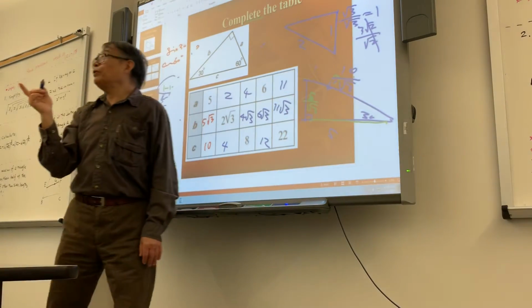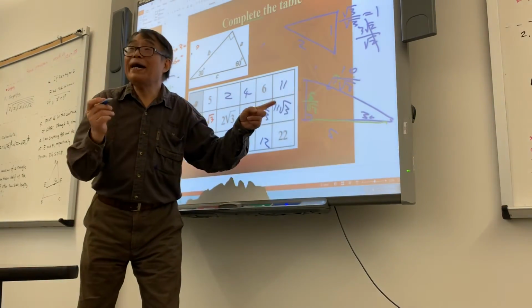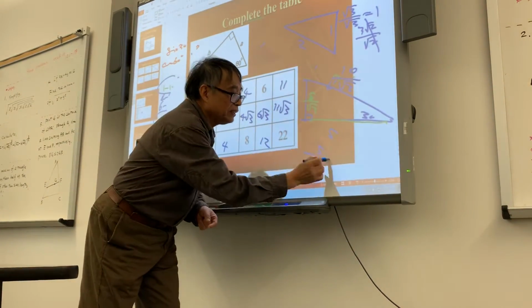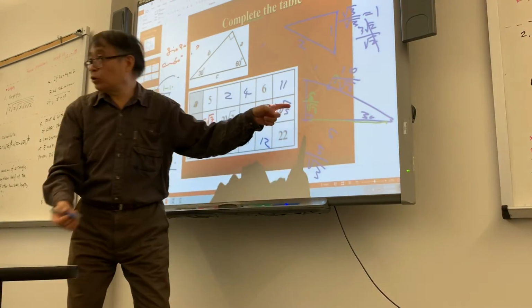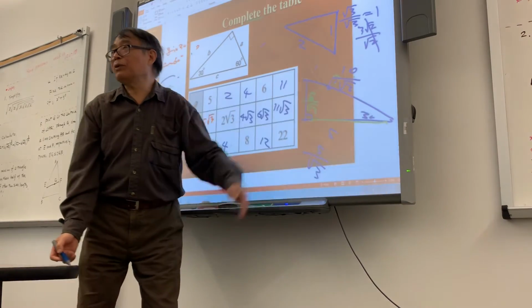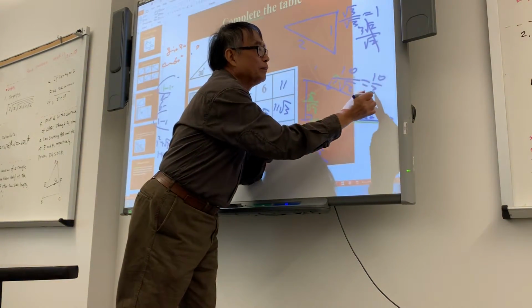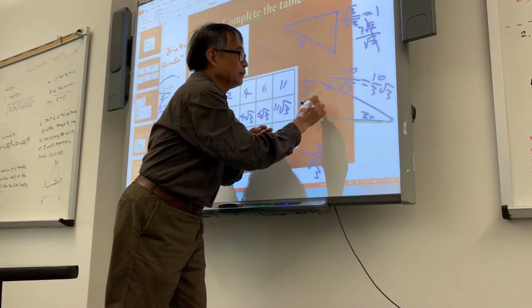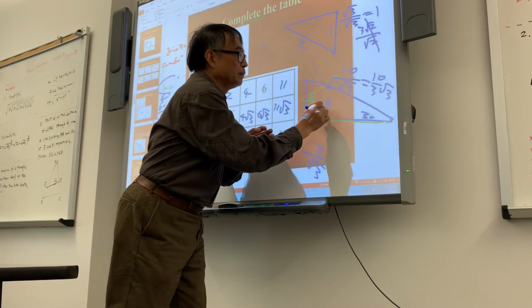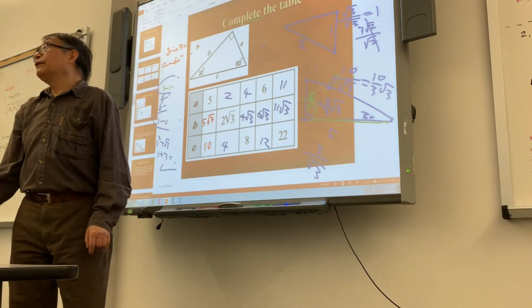Do you understand them, please? Given the longer leg, divided by square root 3 is the shorter leg. 5 over square root 3 times 2 is 10 over square root 3. So you can simplify. So if you can simplify, just simplify.